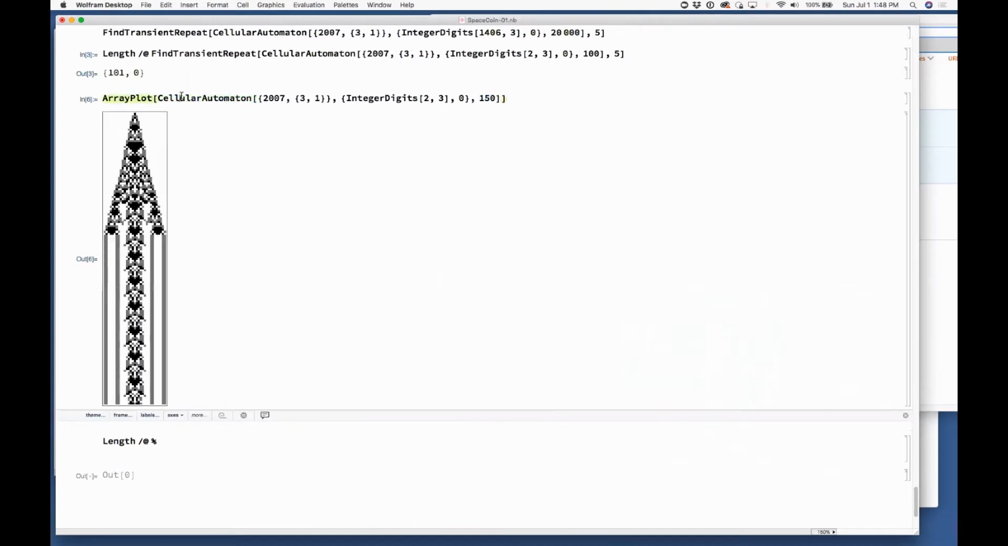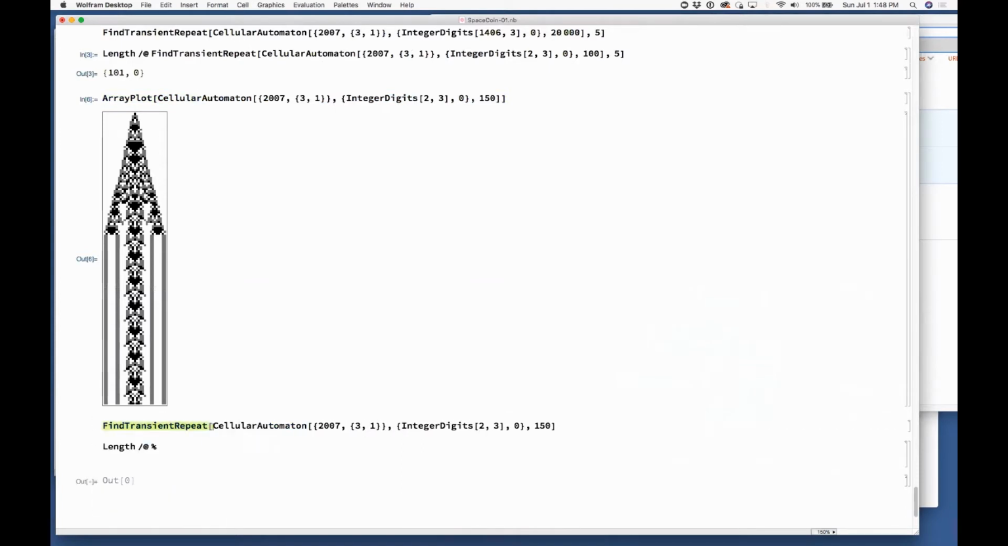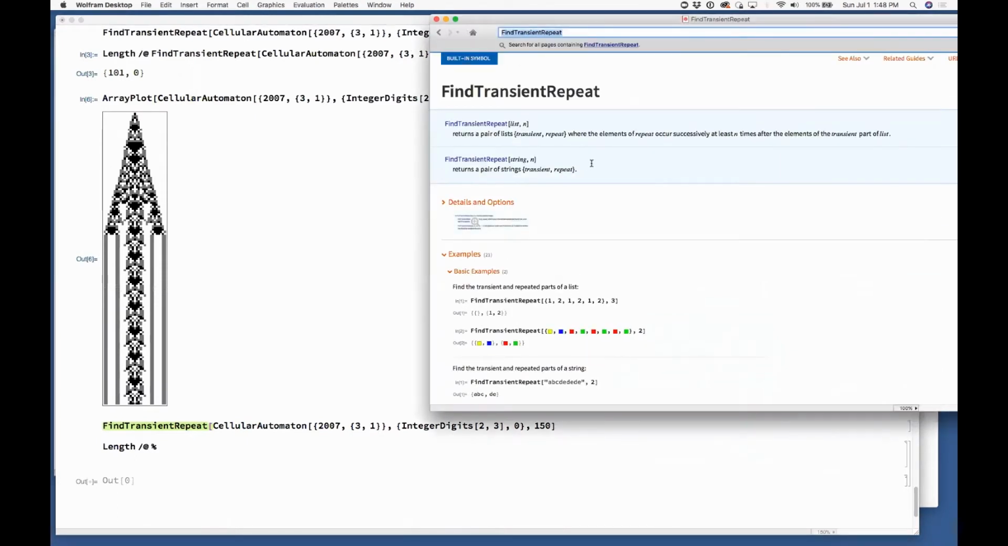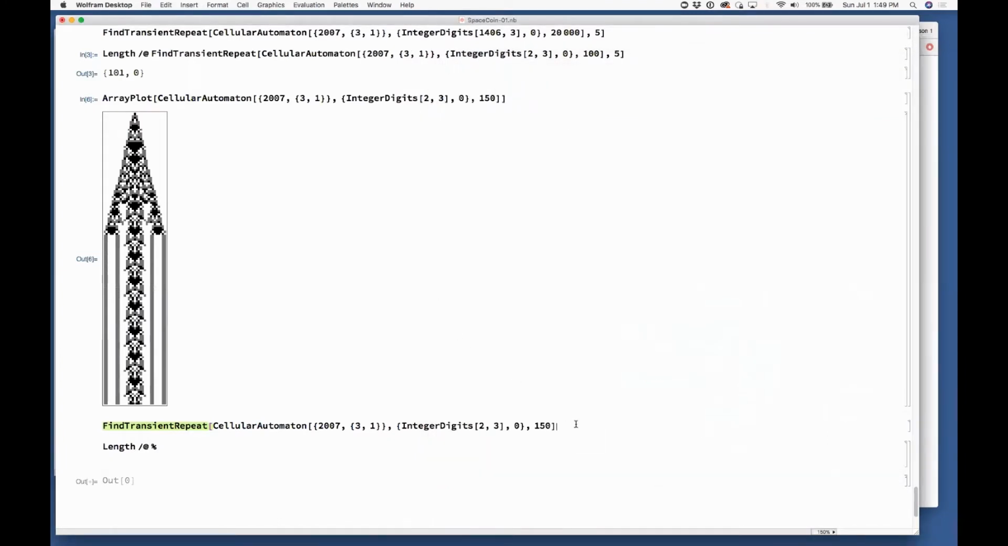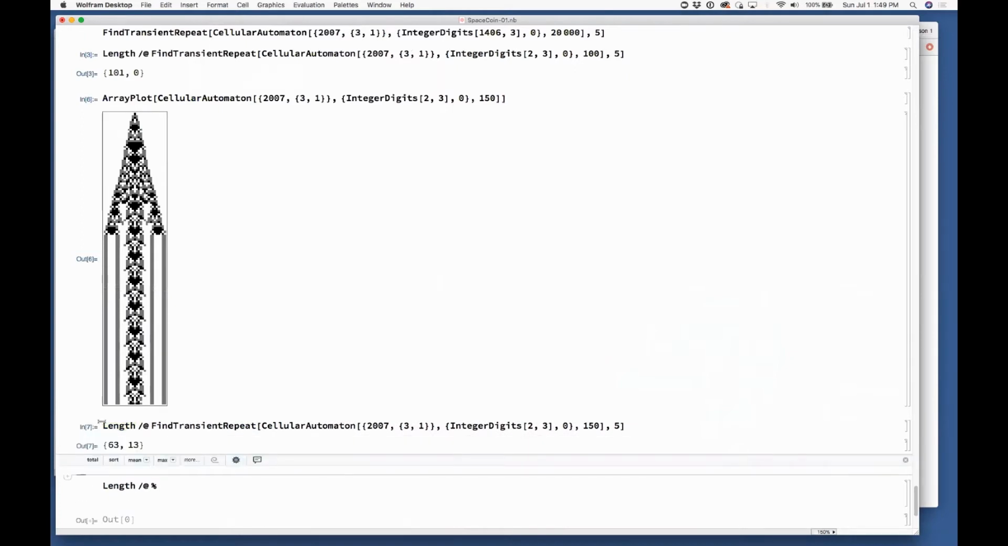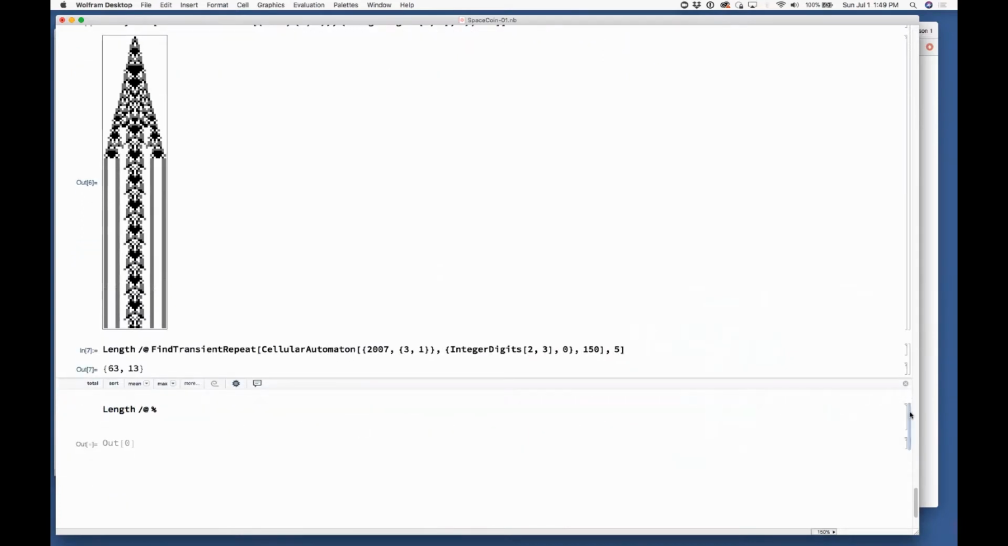And now what we should be able to do is to use that function FindTransientRepeat. It has a second argument, which I need to find out what it is. I see, it's where the elements of the repeat occur successively at least n times. That's basically saying we want at least n repeats. So let's say we want 5 repeats here. Now we should get a result which gives us the transient and the repeats. Let's just ask for the lengths of each of those things. Oh, great, there it is. That's saying that it goes 63 steps and then it repeats with period 13.